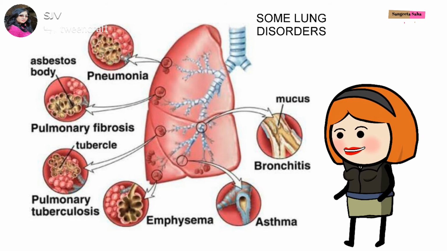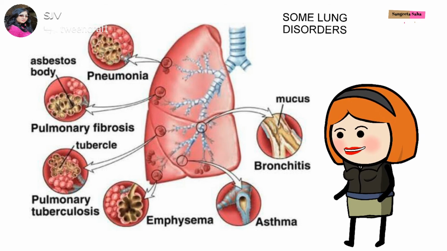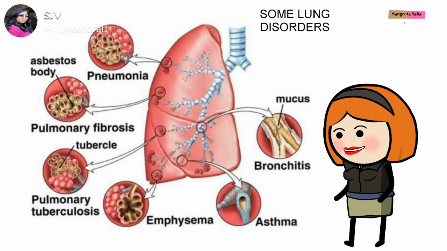Again, bronchitis may occur when there is inflammation of the lining of the bronchial tubes that carry air to our lungs, and this results in coughing along with mucus. Another common lung disease is pulmonary fibrosis, when the lung tissue gets damaged and the lungs cannot work properly. Pulmonary tuberculosis can be observed when bacterial infection occurs in the lungs.